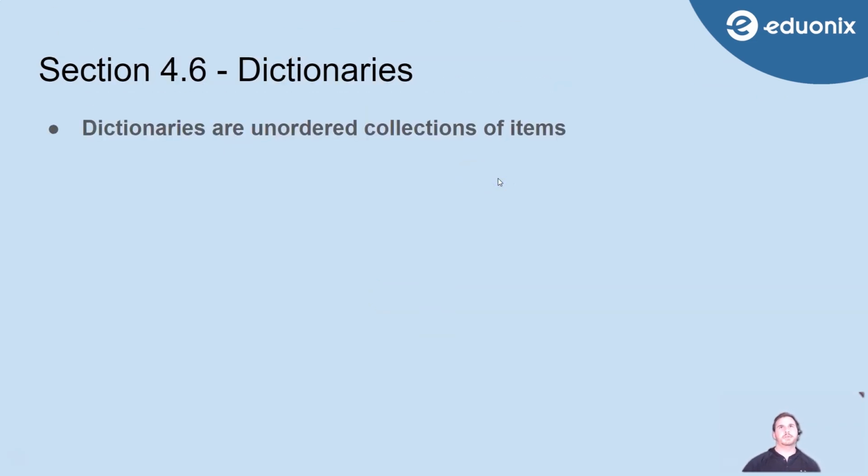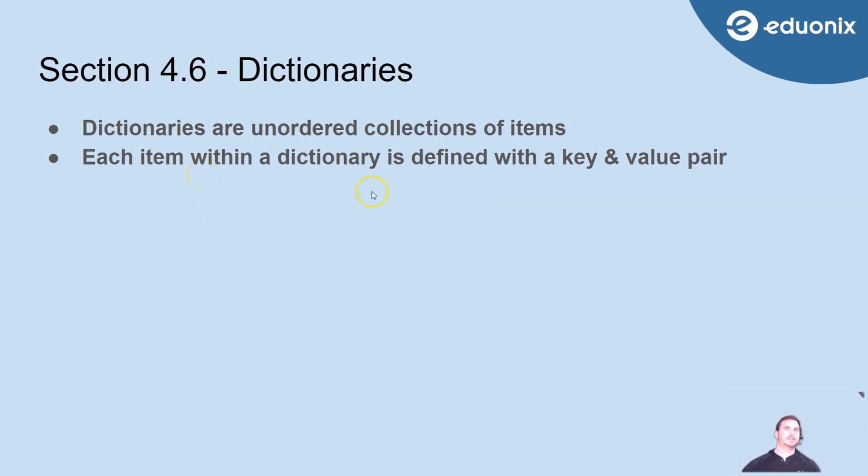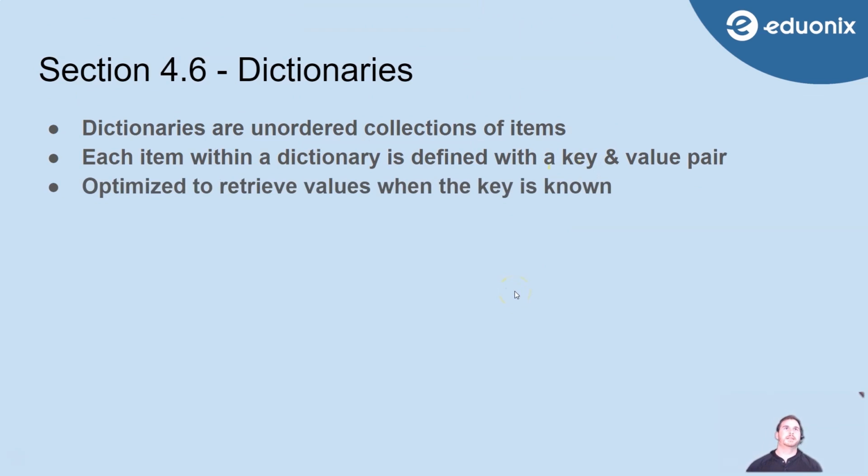Dictionaries are unordered collections of items, similar to a set, but there's a key difference here. Notice the word key. Each item within a dictionary is defined with a key and value pair. Sets are great when we're comparing one set to another. If you're looking to create what I would consider a directory, dictionaries are awesome for that because you can have the key and the value. So we can use a key to call on a specific value. They're optimized to retrieve values when the key is known.